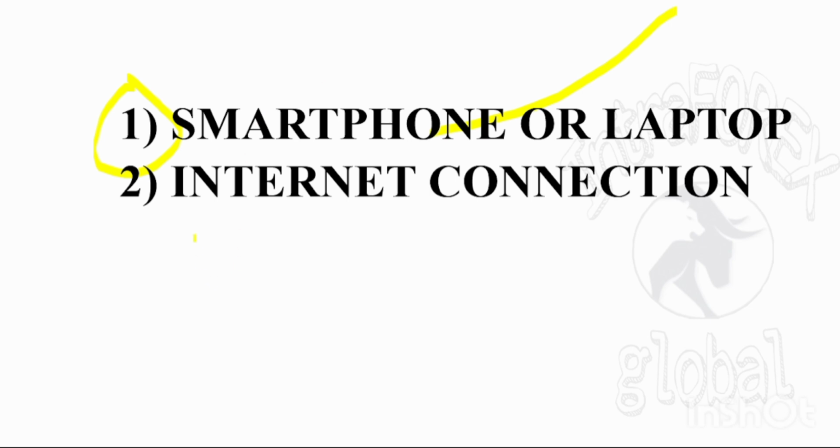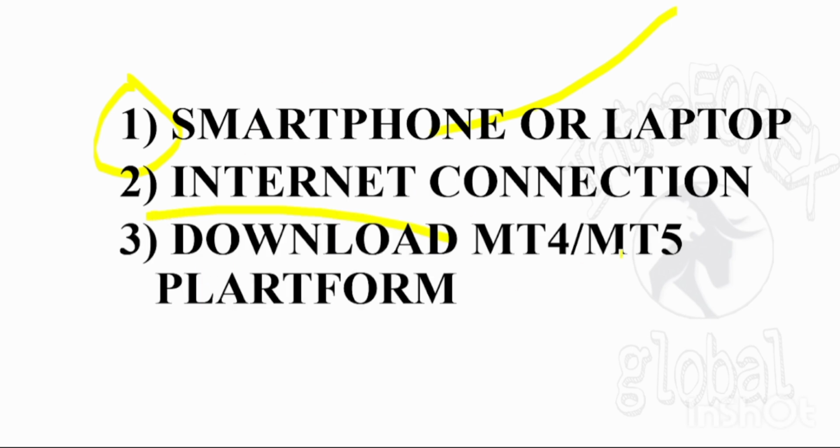Then number two, you need an internet connection. You need to be connected to the internet, and then you need to download the MT4 and the MT5. So these are the platforms that we use, the MT4 and the MT5. These are the platforms that we use to place our trades, to enter our trades, to make money.